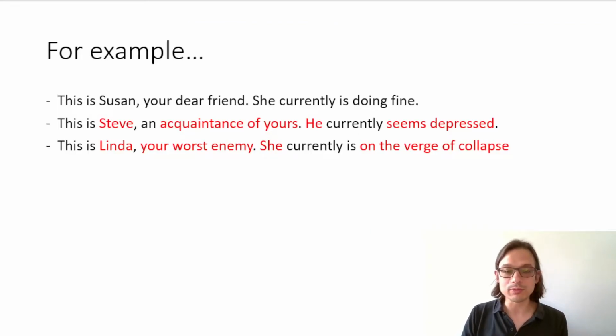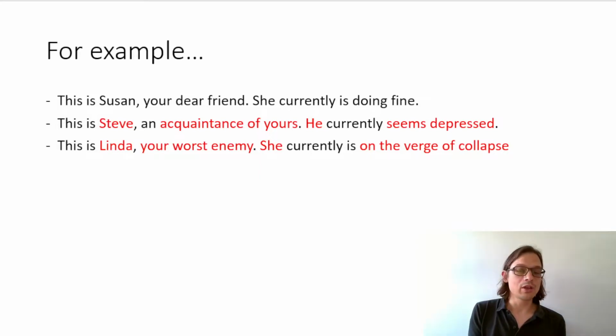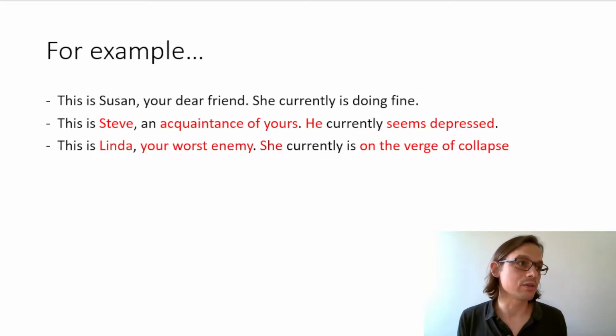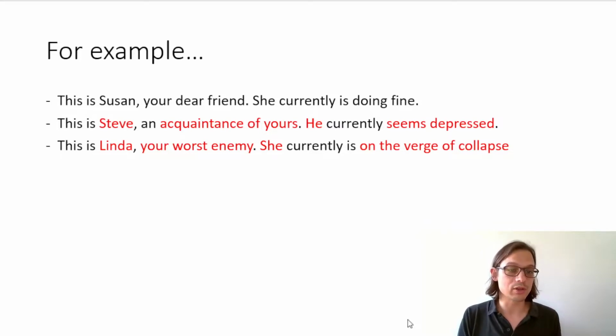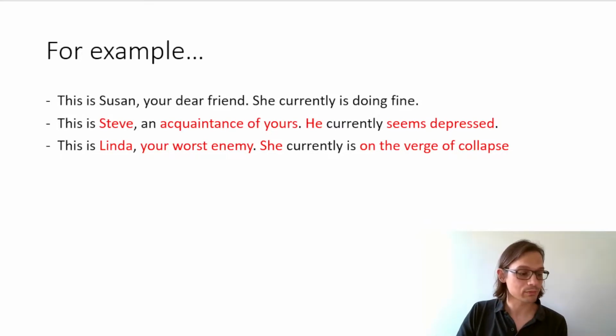So what do I mean by adaptative text? Let's say I'm presenting a character to the player, and in advance we don't know what that character's name will be, or what the relationship of that character will be to the player. So we can't just write "This is Susan, your dear friend. She currently is doing fine," because it might be "This is Steve, just an acquaintance of yours. He currently seems depressed." Or "This is Linda, your worst enemy. She currently is on the verge of collapse." In red is the part of the text that needs to be adapted to the specific circumstances.